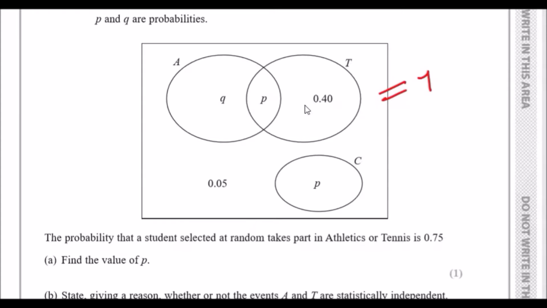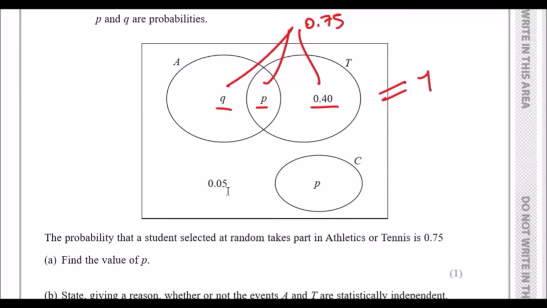Now, the probability that a student selected at random takes part in athletics or tennis, in other words, in the areas of A or T, equals 75%. So before we look at the questions, we know that everything inside here is 75%. So this means Q plus P plus 0.40 equals 75%. This means that outside these circles, we have a remainder, which will be 25%, because 25 and 75 give us a whole. So this means these two, 5 and P, must add up to make 25%.